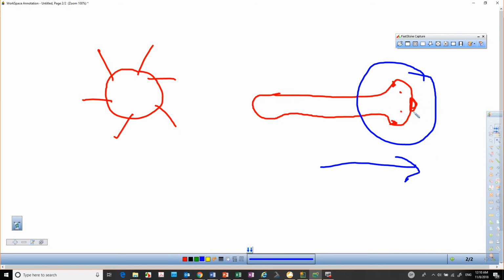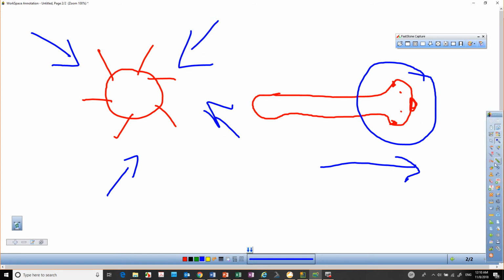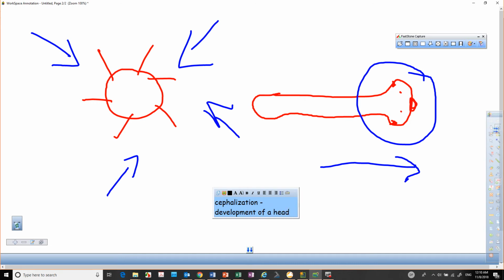So this can be a hunter, right? This over here, this radial symmetrical animal, it can do a very good job of interacting with organisms coming from the left, from the top, from the bottom, from the right. But bilateral symmetry does a really good job of interacting with organisms from one direction. And the word that we use to describe that is called cephalization, which is the development of a head. And cephalos is a Greek word for head. So if you ever see cephalos, you know that you're dealing with the head or the head portion of the organism.